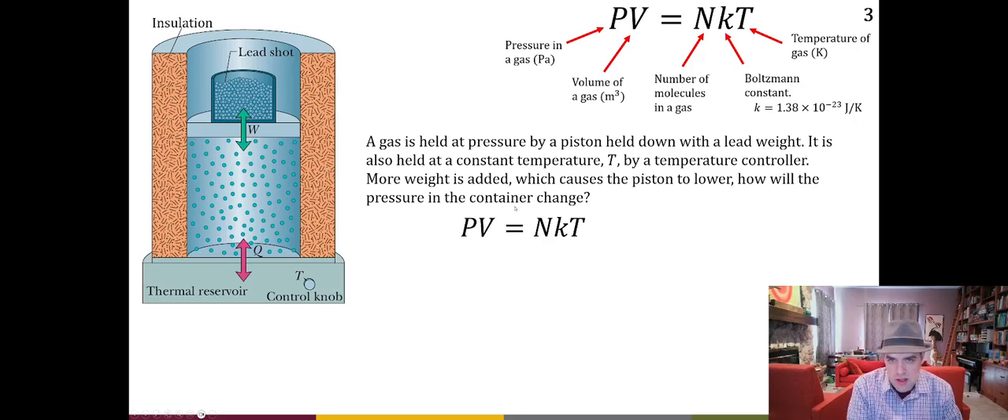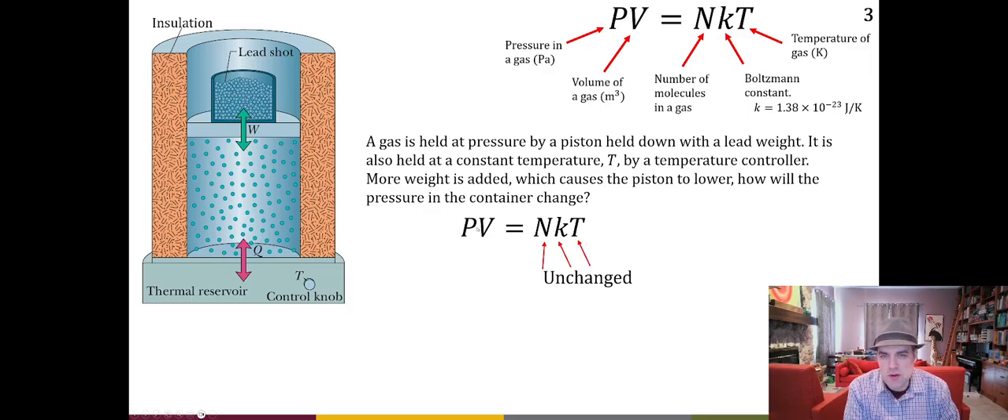So we're going to look at a couple of things here. First of all, we want to know what pressure is. Now, the volume is also going to get smaller. The number of molecules is not changing. It's all enclosed here, so the number of molecules is not going to change. Boltzmann's constant is not going to change, and the temperature is also not going to change because of the thermal reservoir here. So these three quantities are not going to change.